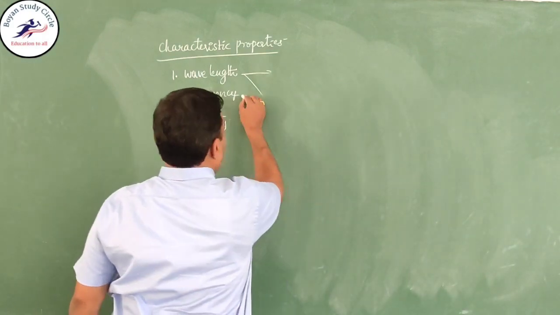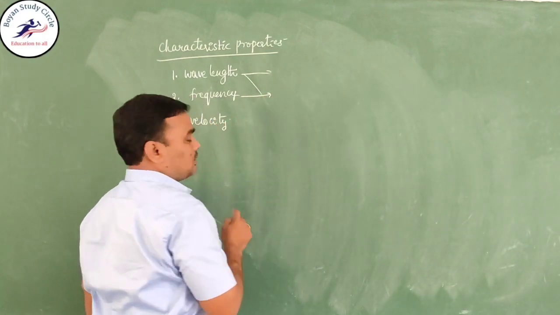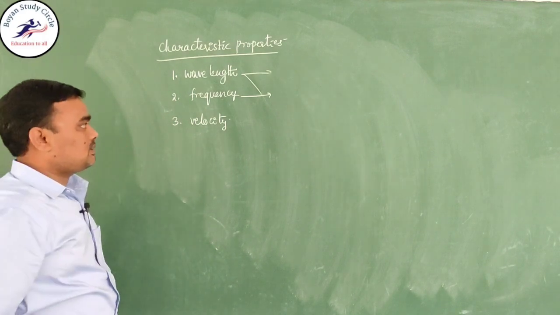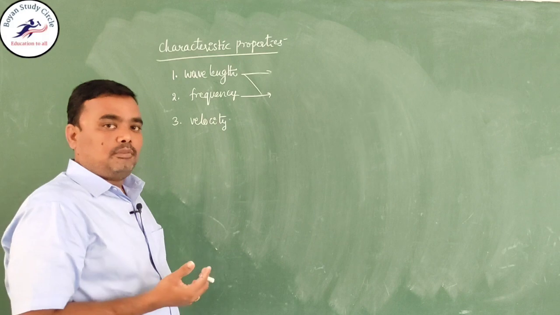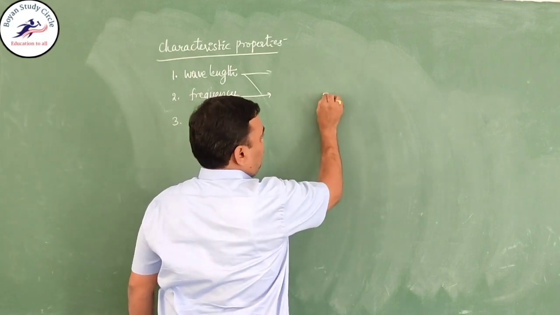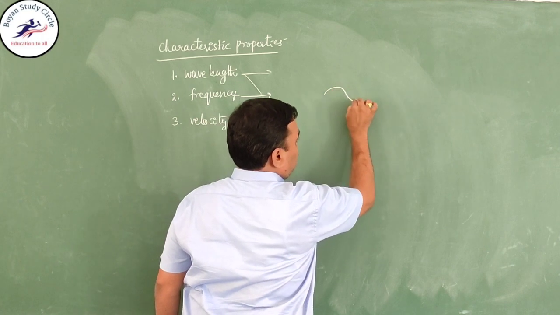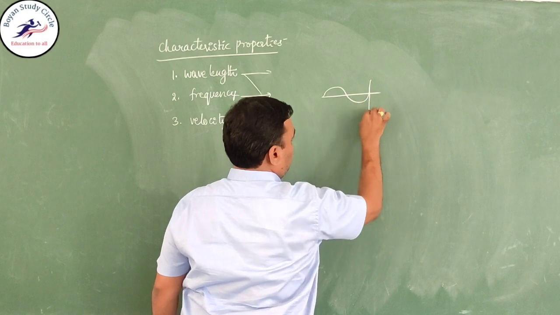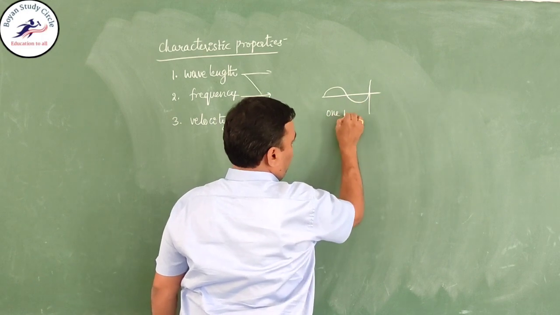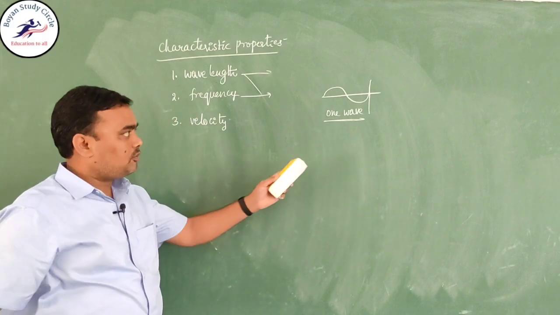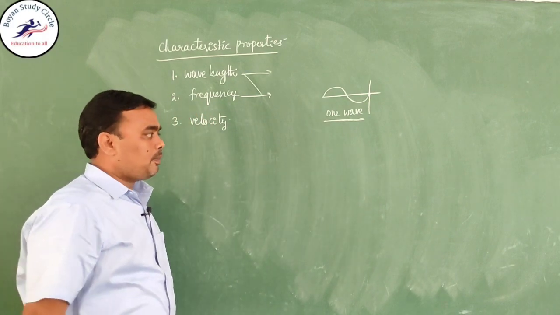And the second one, that is frequency. The second characteristic property of light, or electromagnetic radiation, is frequency. So what does this frequency mean? First you have to be clear that one crest and one trough is called one wave.